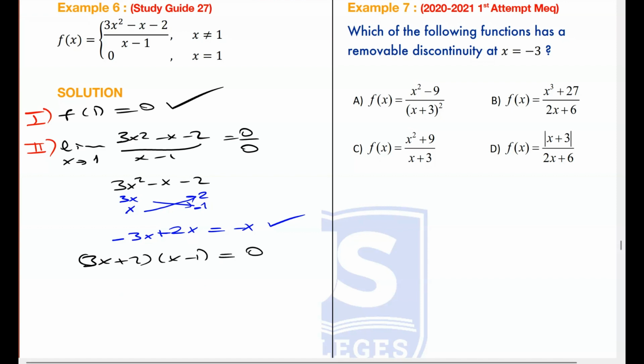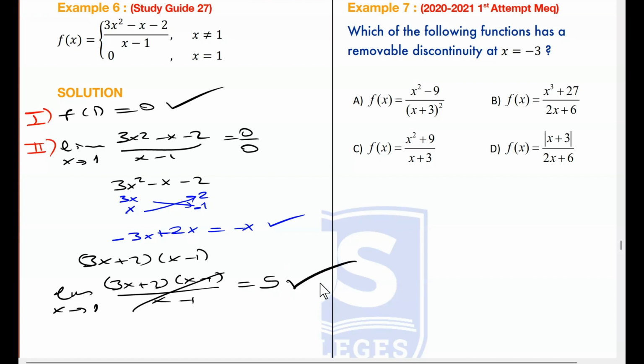I am not equalizing it to 0, sorry. So I just factor this. Let's rewrite this. Limit as x approaches 1 of, instead of this, I'm going to write 3x plus 2 times x minus 1 all over x minus 1. The x minus 1's will cancel. Put 1 back. It's going to give you 3 times 1, 3 plus 2, 5. So you got the value. The limit exists, so the second condition matches.